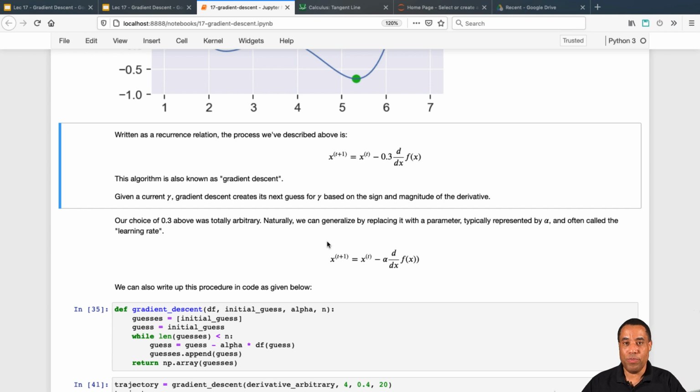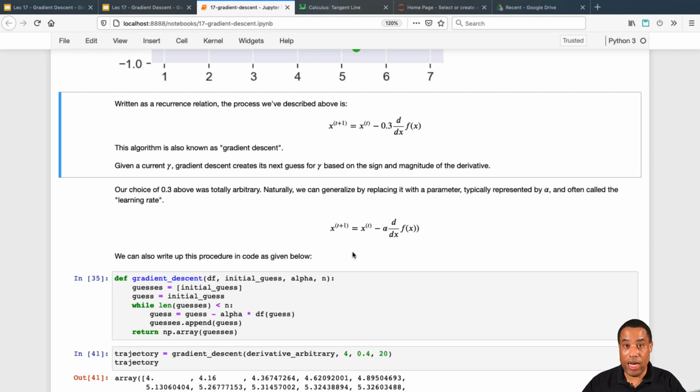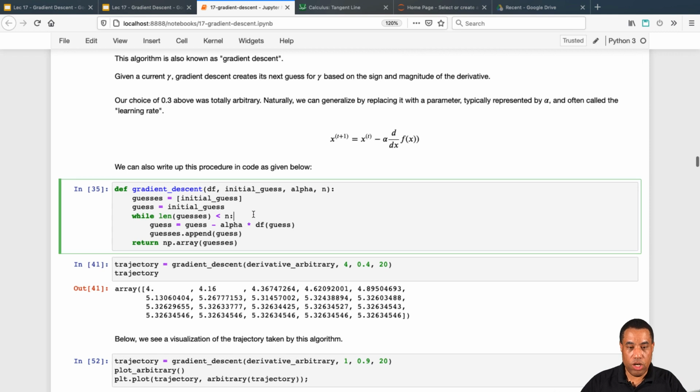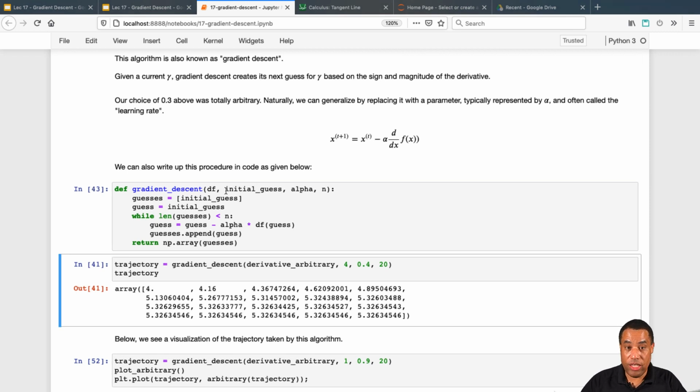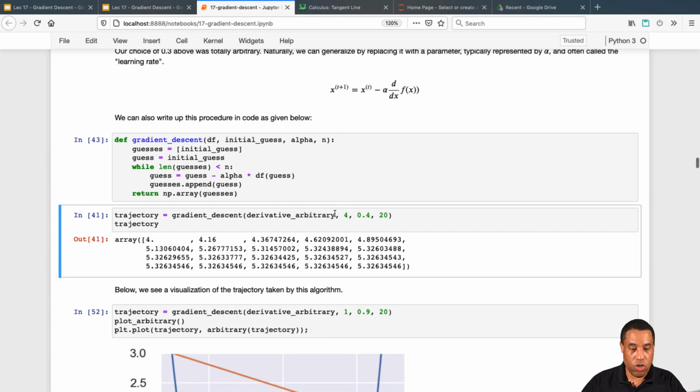It's kind of arbitrary. What we can do instead is parameterize our function. Typically that's represented by alpha, and alpha reflects what we call the learning rate. It's how fast our algorithm is going to try and find that minimum. Set alpha too large, and we may ping pong all over the place. Set alpha too small, and it'll take us a long time to converge. Okay, so we can write this up: we have our derivative function, our initial guess, our alpha value, and the number of iterations that we want to try. So let's start.